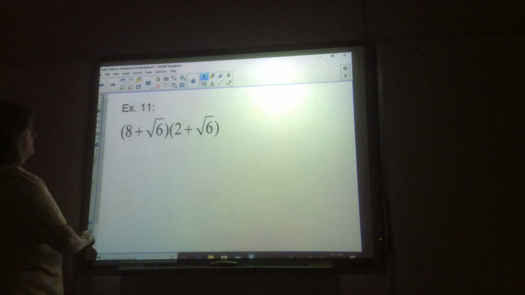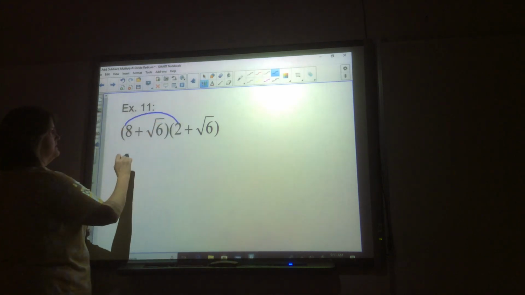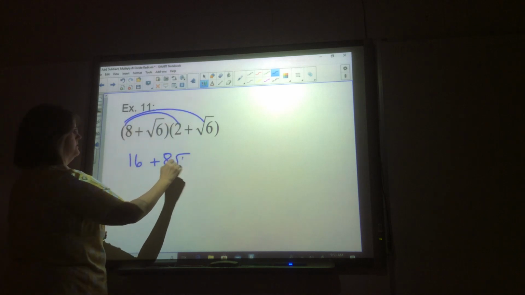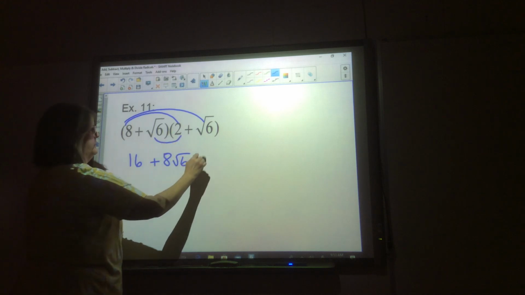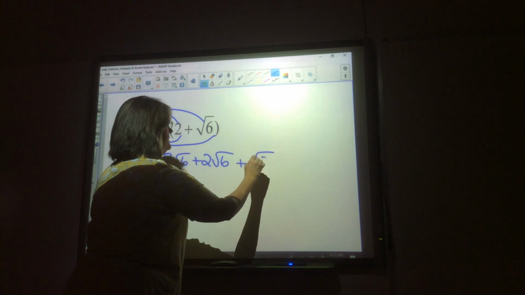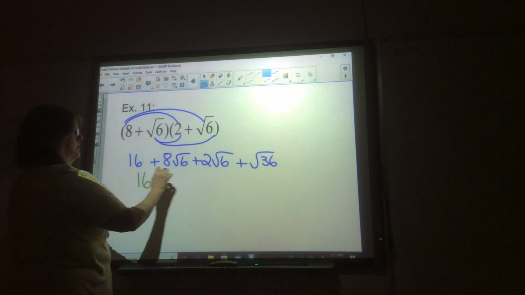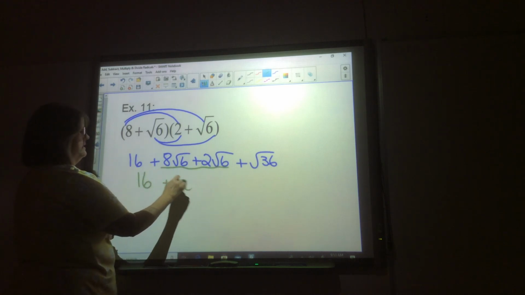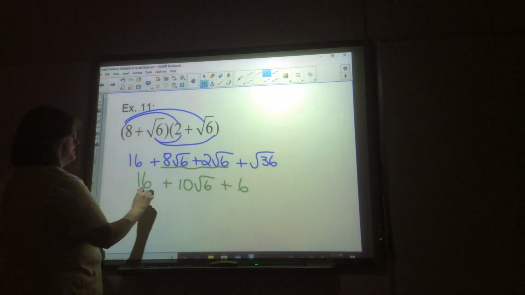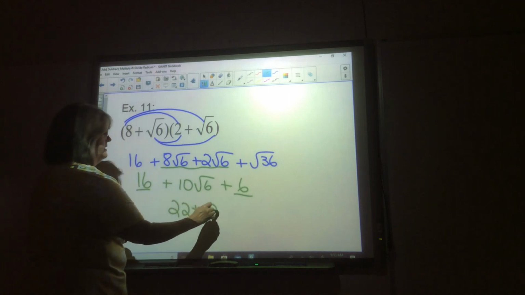I think. Okay, we'll do one more. 16 plus 8 square roots of 6 plus 2 square roots of 6 plus the square root of 36. Okay, 16. These two are like, plus 10 square roots of 6. And the square root of 36, y'all know that, is 6. So 16 plus 6 is now like. So I have 22 plus 10 onto the square root.